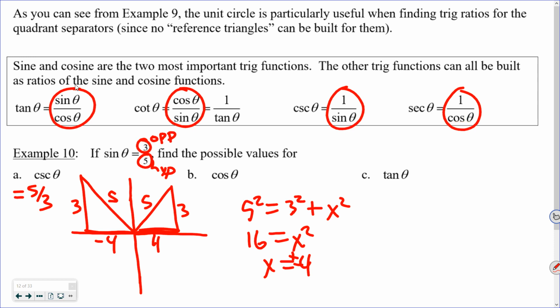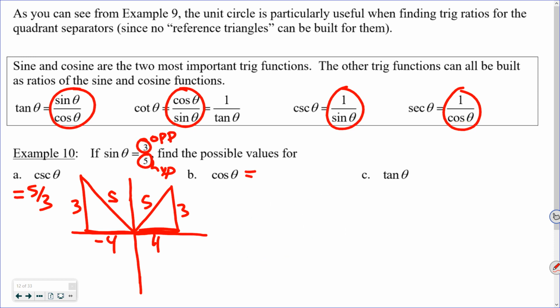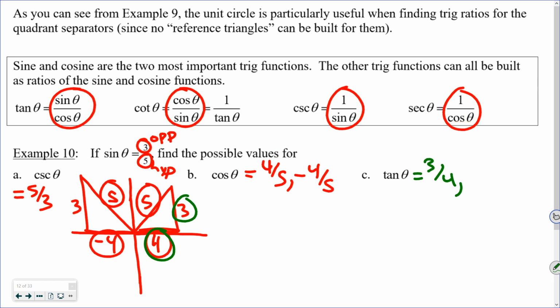Find the cosine. Well, we got those values there. The cosine is the adjacent, which is 4, over the hypotenuse, which is 5. So it could be 4/5, or if it ended up being this triangle, it could be a negative 4/5. We could put a plus and minus in front of that. Tangent is opposite over adjacent. So for this first one, that's 3/4. For the other, opposite over adjacent would be 3 over negative 4, so it could be a negative 3/4.